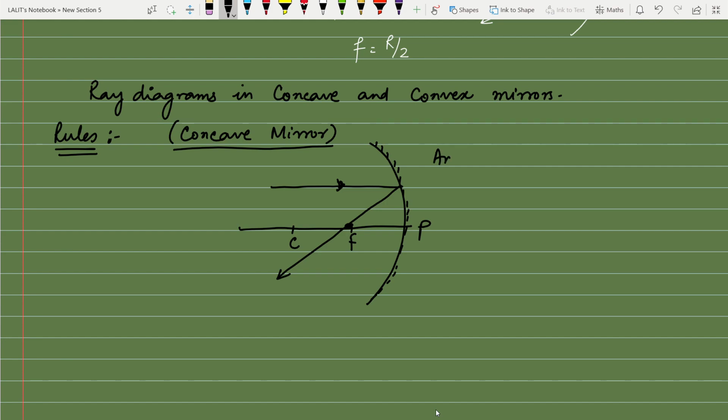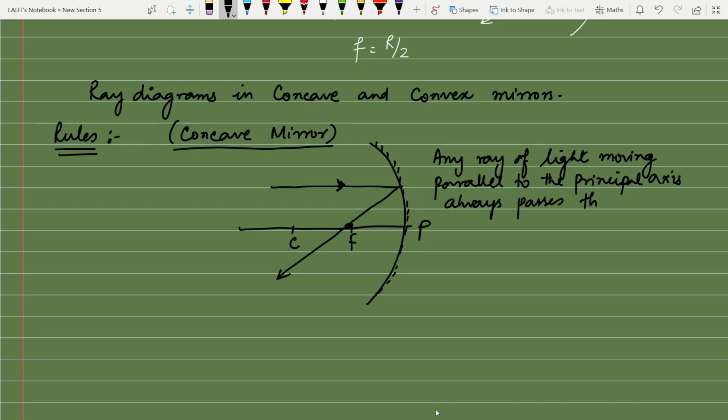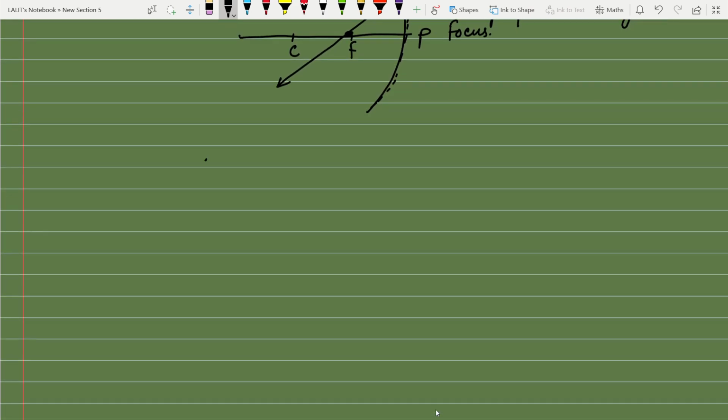Any ray of light moving parallel to the principal axis always passes through the focus. This is rule number 1. Now let us come to rule number 2. What is rule number 2?